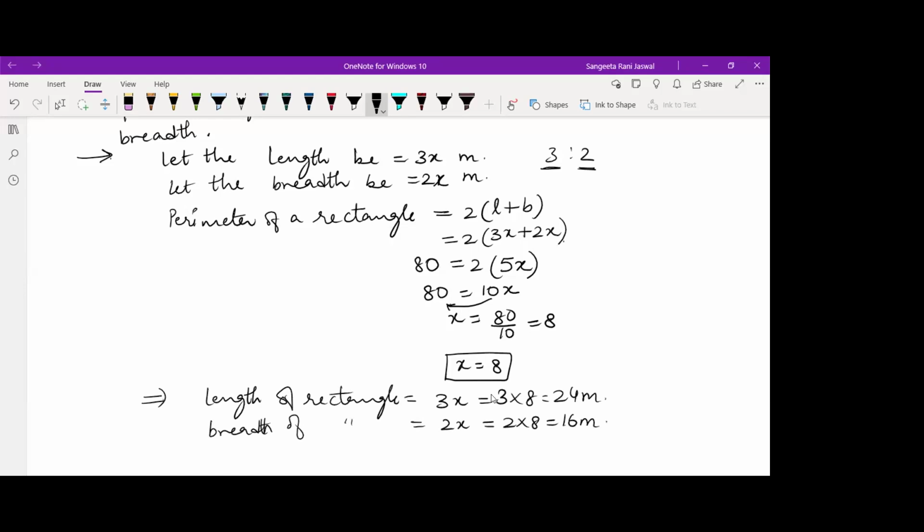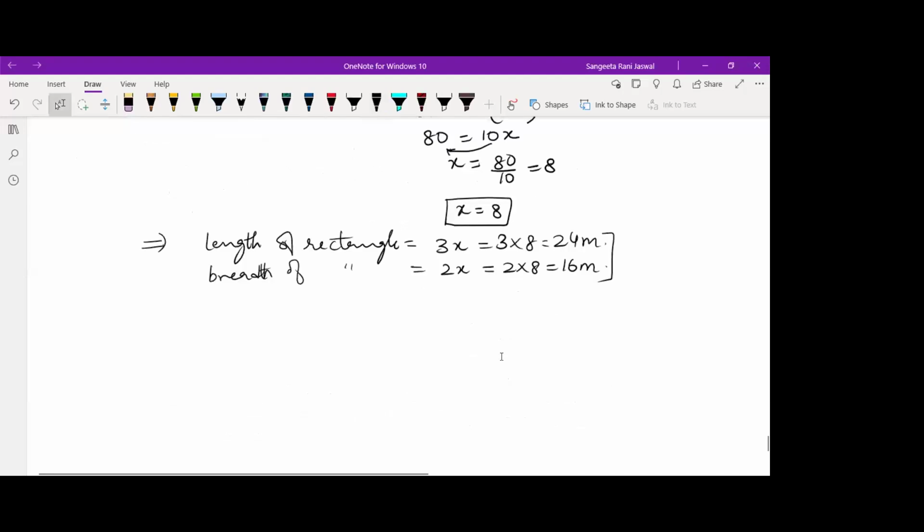So this is how you have to do it. You can even check your answer. Now you have length and breadth. Just find out the perimeter and check whether it is actually 80 or not. For checking, perimeter is 2 into (L plus B). This is already given, so just check whether you get both sides equal or not.